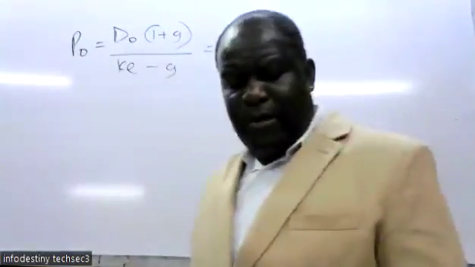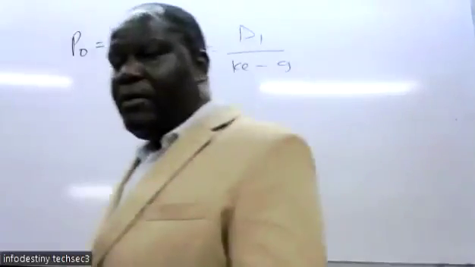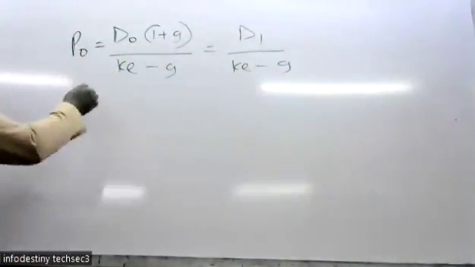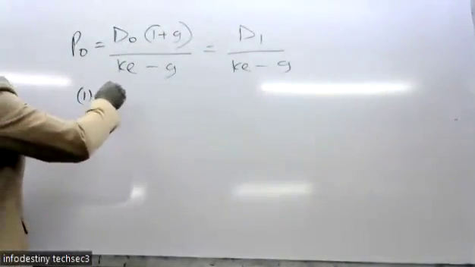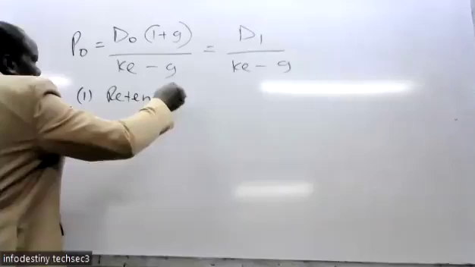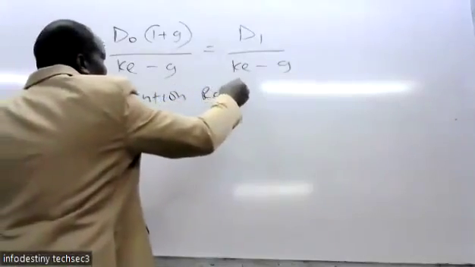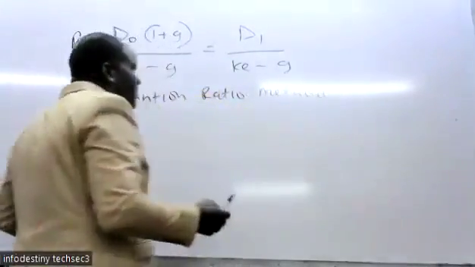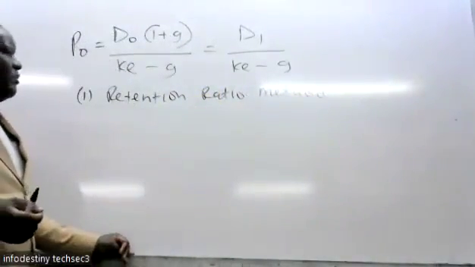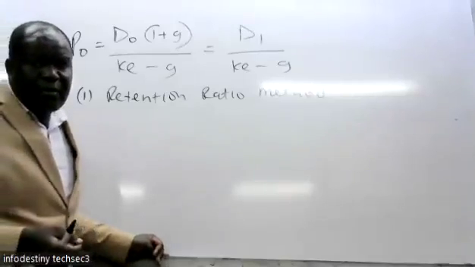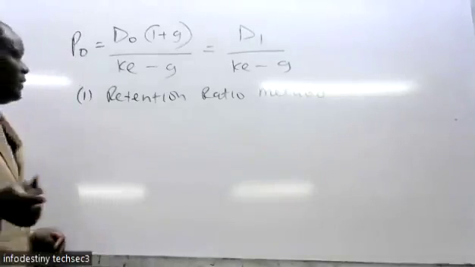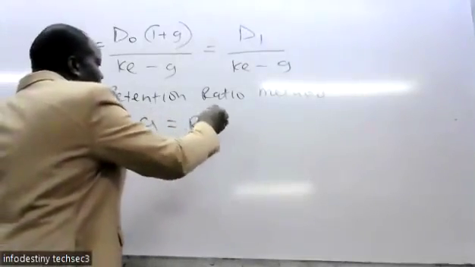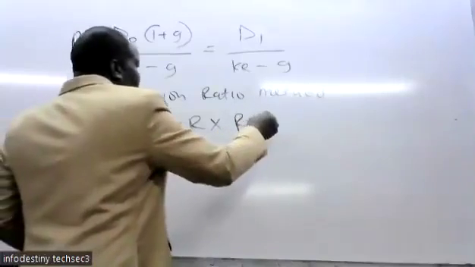So Roman letter one will be the retention ratio method. For this one, to calculate G, it will be R multiplied by.